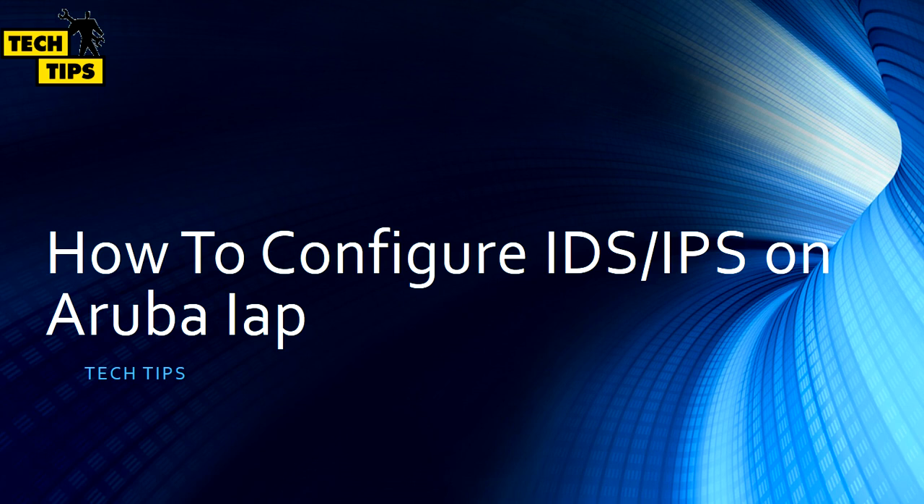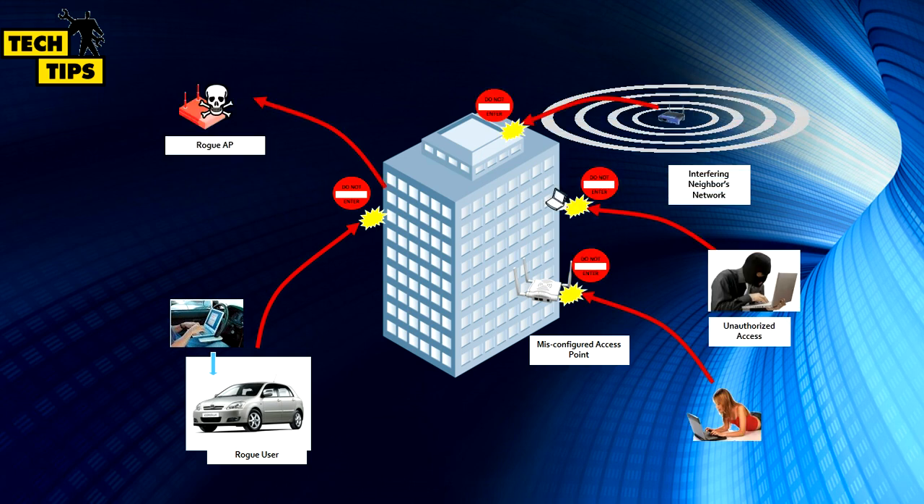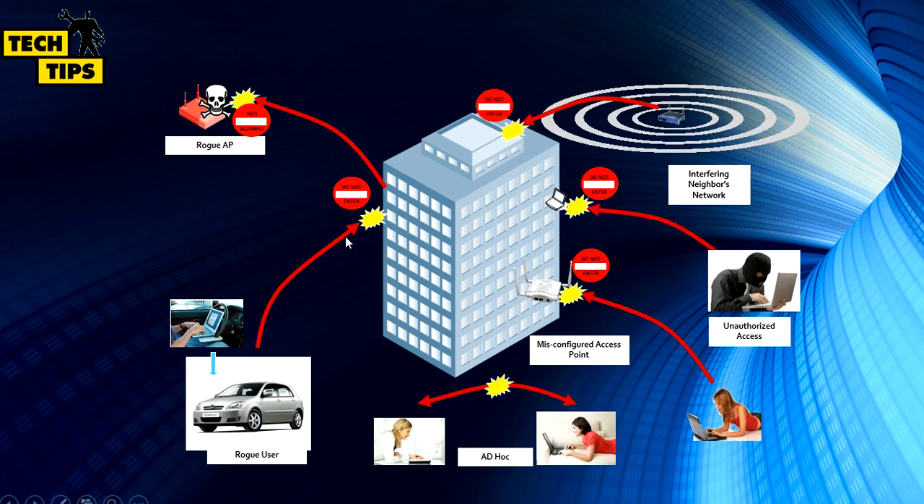In today's video, I'll show you how to enable the IDS and IPS features on the Aruba IAP. So normally in a typical network, you can find multiple kinds of rogues. A rogue AP is an AP which is connected on the wired side of the network, but it's not a valid AP to your network. And the interfering AP is the AP which is connected in a neighboring office or neighboring home. From that, there will be interference on your network channel with the valid APs.